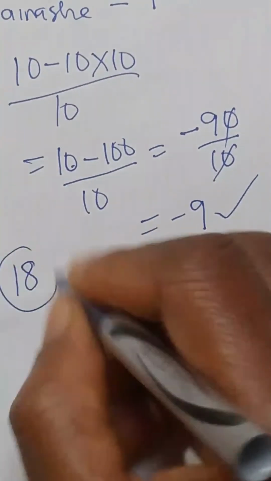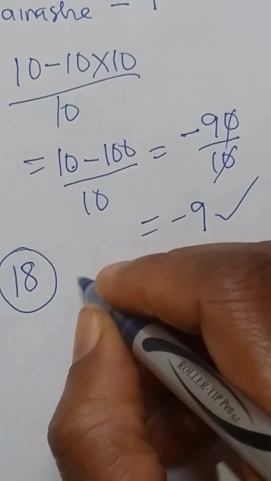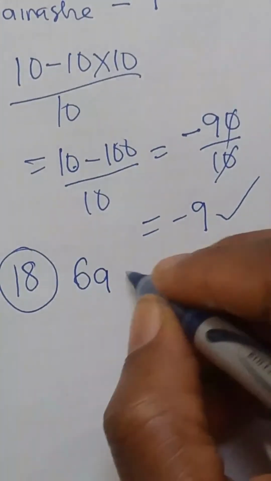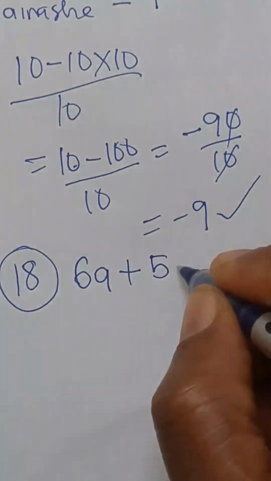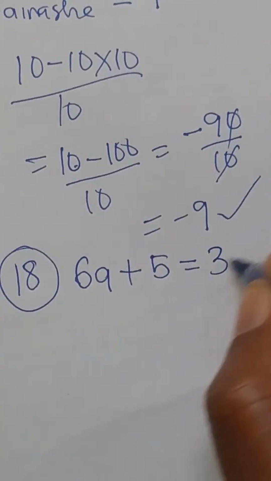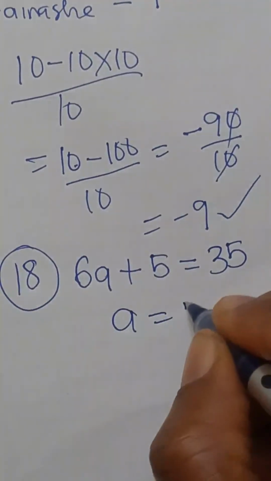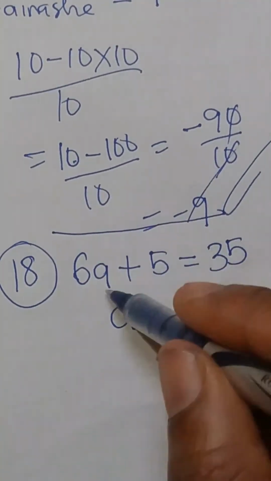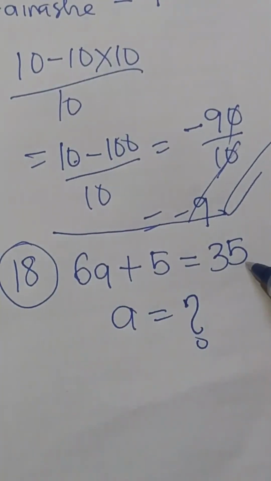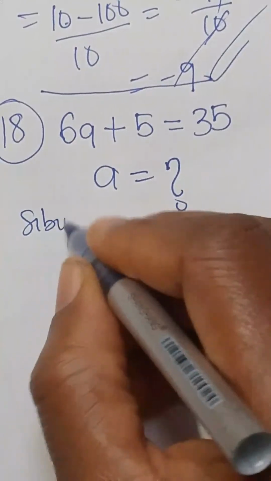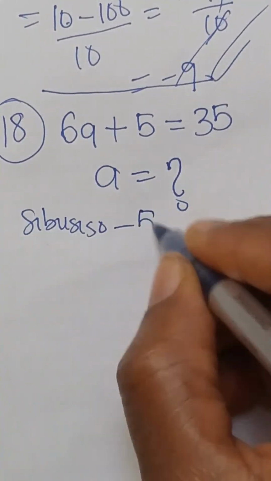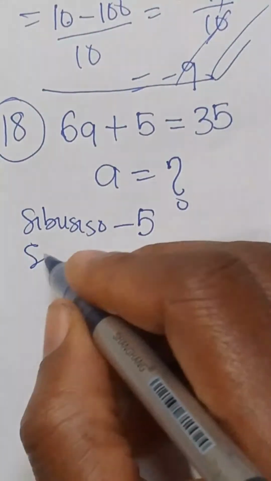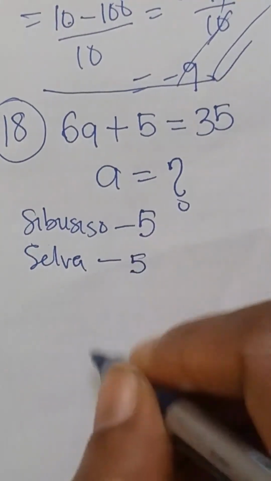So this is question number 18, and question number 18 says that 6a plus 5 is equal to 35. A is equal to what? Okay. So Sibusiso says 5. Sibusiso said 5. So Silver, 5. Okay.